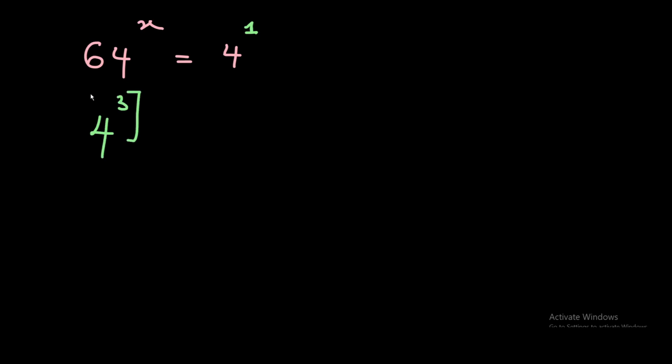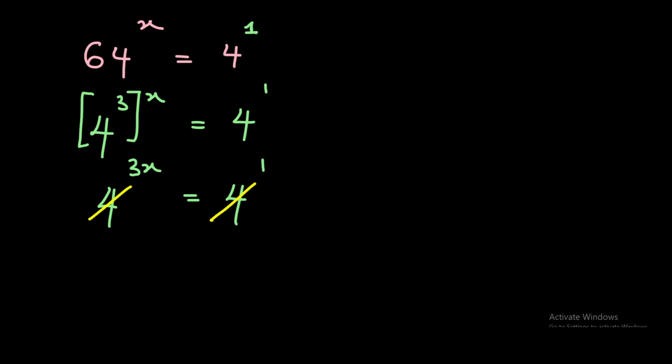Put that in brackets to the power of x, and that's going to be 4 to the power of 1 on the right side. Then you can expand the bracket using the laws of indices. So this is 4 to the power 3x, which equals 4 to the power of 1. Now you can see the base of 4 cancels out on both sides, leaving the powers, which is 3x equals 1. And of course, x is going to be 1 over 3.